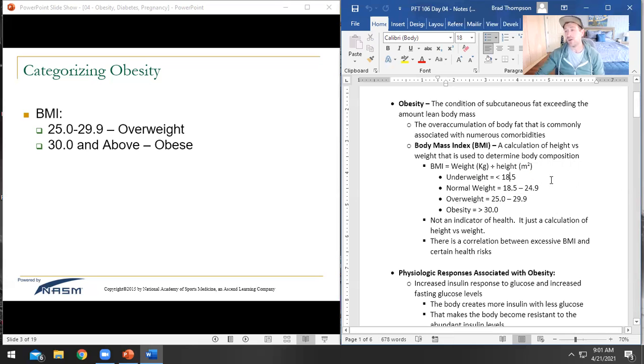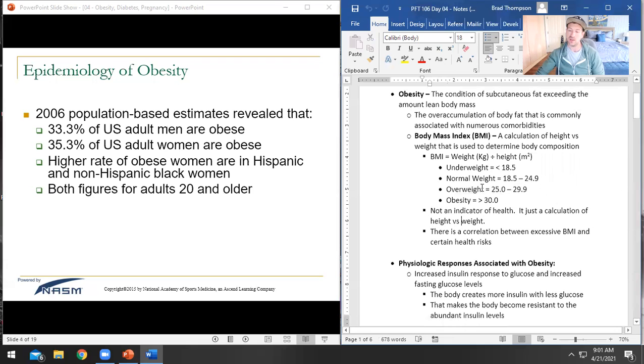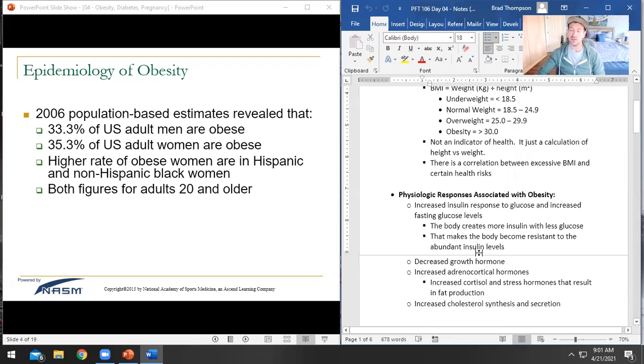Now, you can see this is just me putting in notes here. It's not an indicator of health, right? It's just a calculation of your height versus your weight. However, it should be noted there is a correlation between excessive BMI and certain health risks. I'm not saying it's causation. We're saying there's a connection, a correlation there. So we do tend to see individuals with excessive BMIs above 30 at a higher percent risk of certain chronic health illnesses, right?